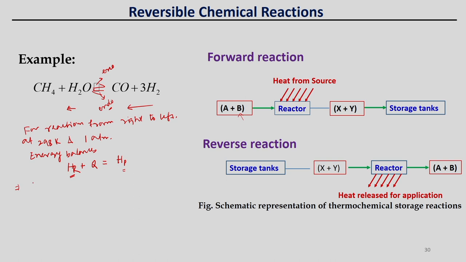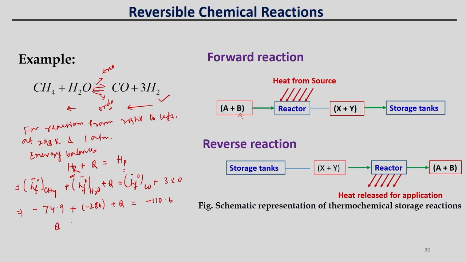So, if you write down the enthalpy of formation of methane in this reaction plus enthalpy of formation of H2O, then Q, it will be HF0 bar for CO, and then we will have 3 × 0, for hydrogen is 0. So, if you substitute these values, 74.9 for methane, then for water 286 plus Q, and HF0 for carbon monoxide is 110.6, then Q is calculated to be 250.3 kilojoule per gram mole.